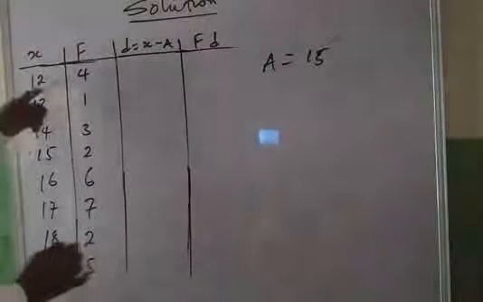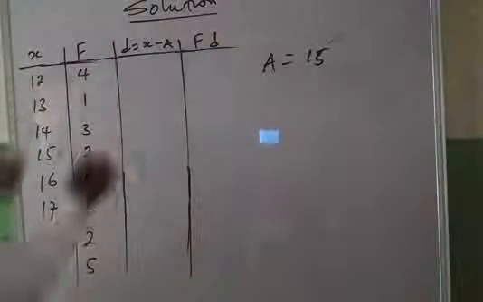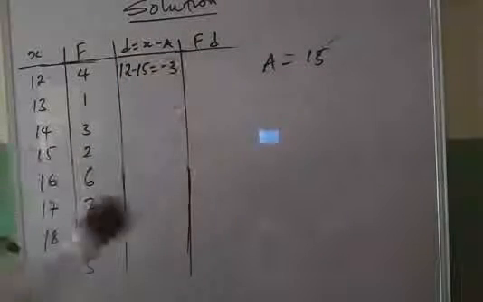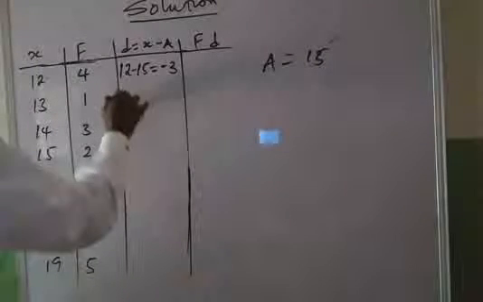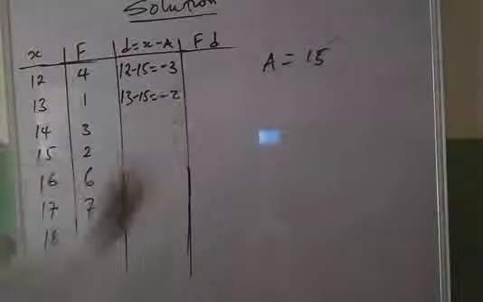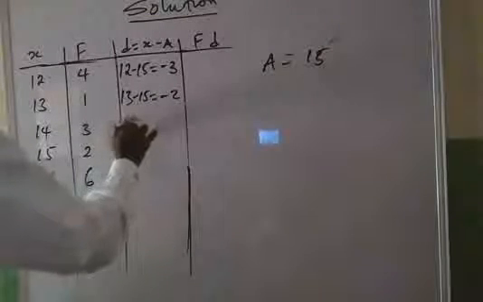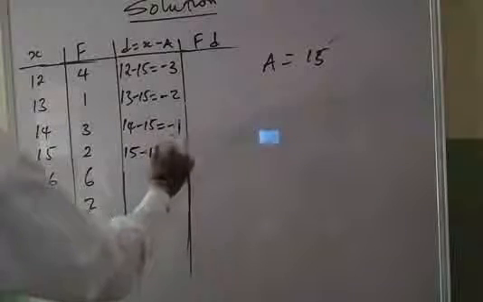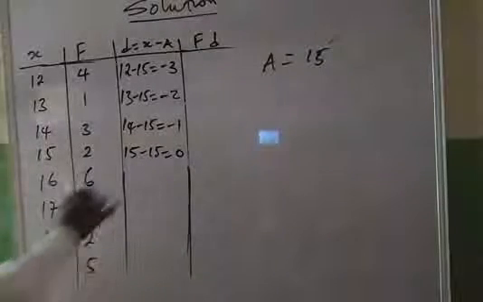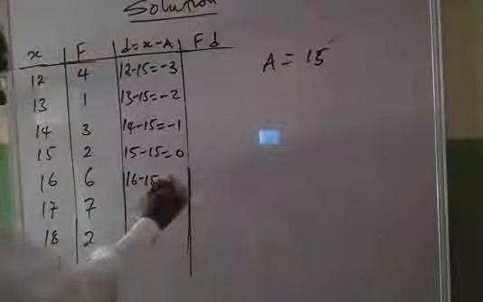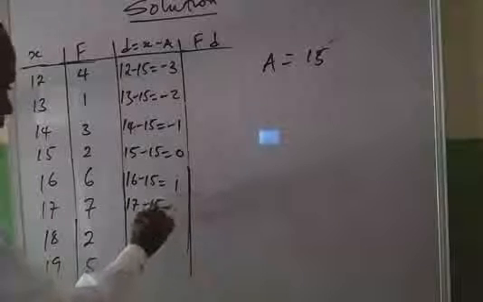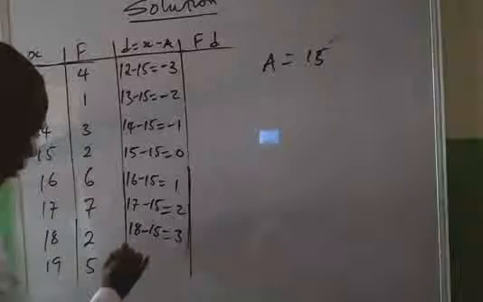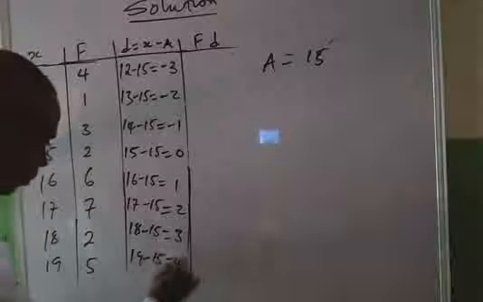So, here will be 12 minus 15. Let us write it out. 12 minus 15. That will give us minus 3, which is now deviation. Then you have 13 minus 15. That will give you minus 2. Then you have 14 minus 15 is minus 1. 15 minus 15 is the same thing as 0. 16 minus 15 is 1. 17 minus 15 is equals to 2. 18 minus 15 is equals to 3. And 19 minus 15 is equals to 4.